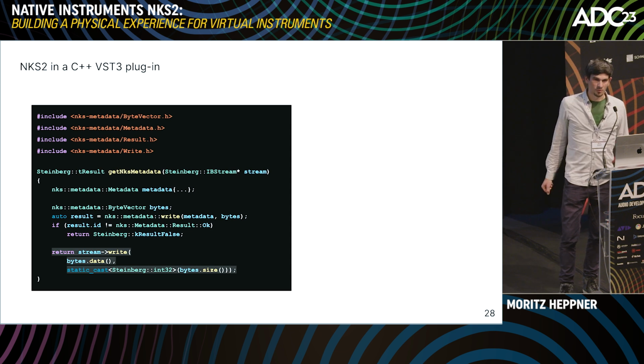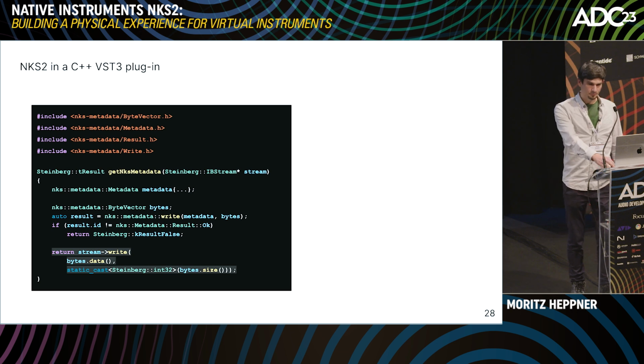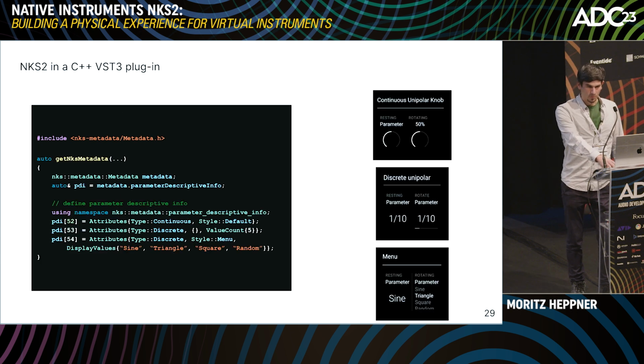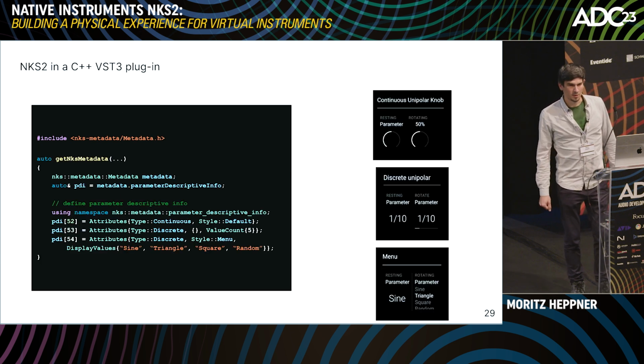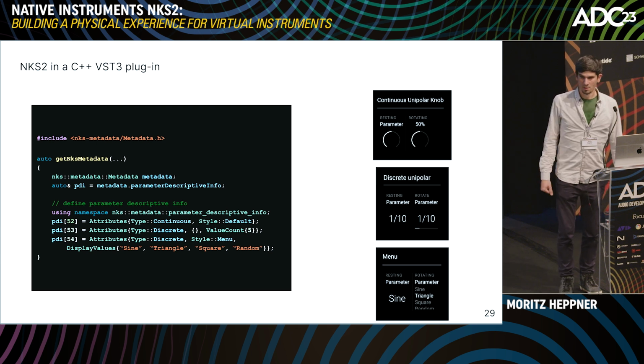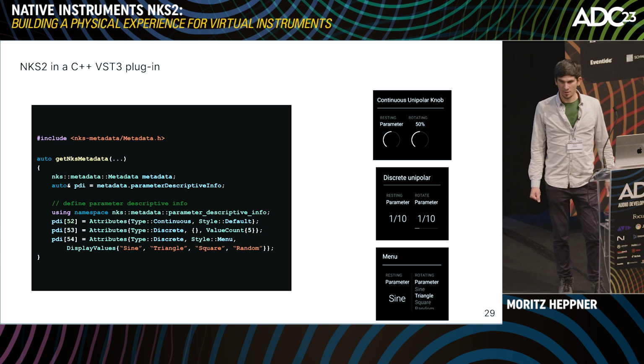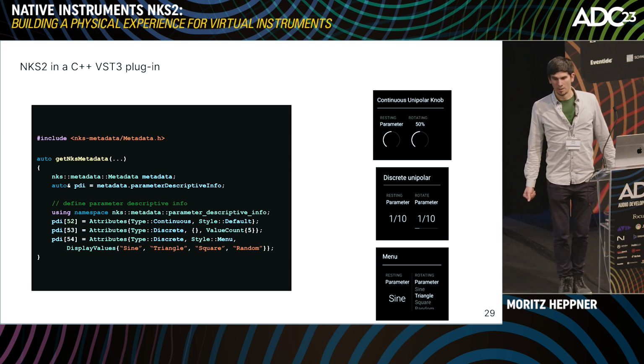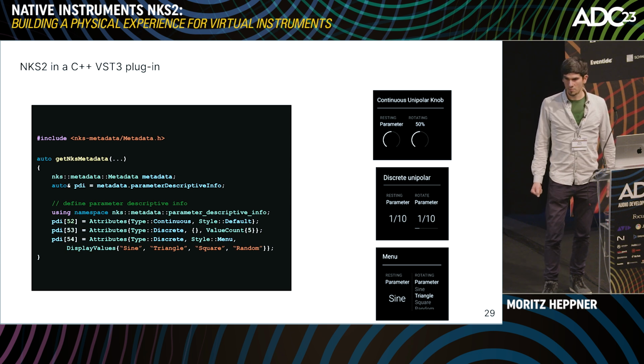This is the sort of boilerplate code that would probably look the same in every plugin. What will look different is the definition of the metadata itself. And for that, there is an overarching object called metadata. So that's the overarching type, right? And as you would expect, this has two data members, one of them being called parameter descriptive info, the other one being called parameter navigation.